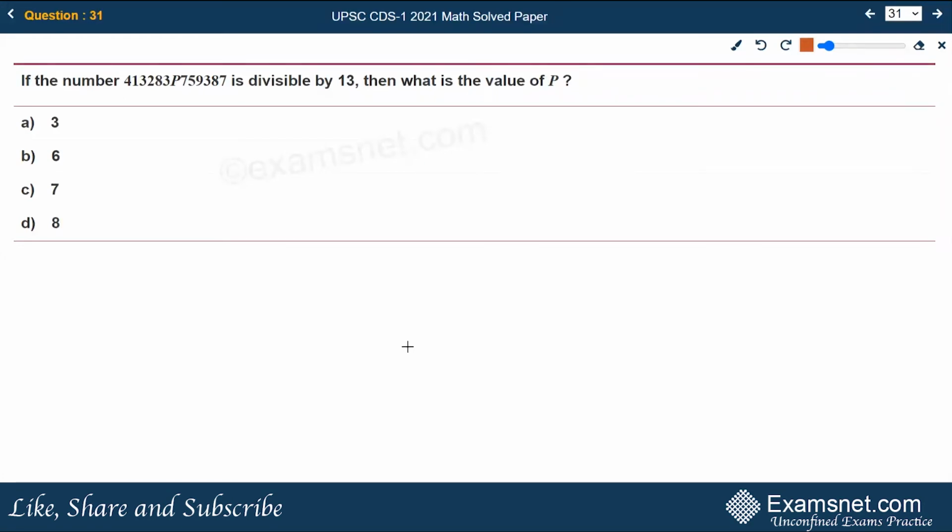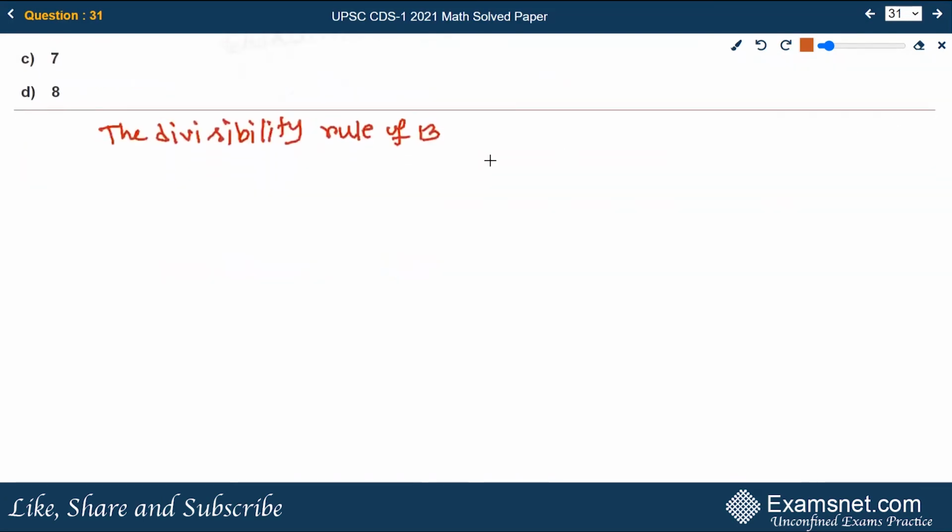In question number 31, we are given a large number, and you can see one digit is hidden by P. If it is divisible by 13, then what is the value of P? We have to remember the divisibility rule of 13 first. Let me write it first.